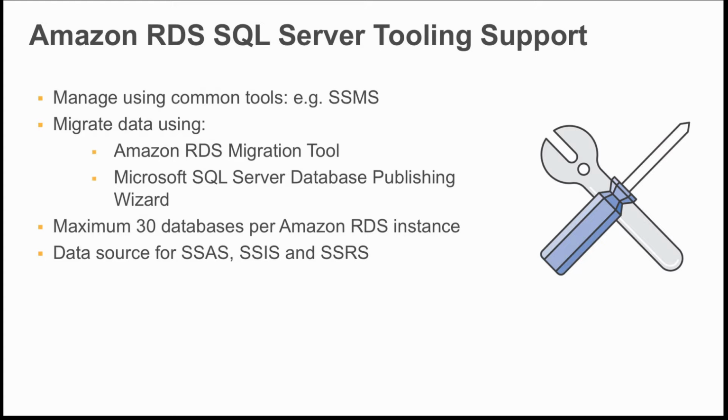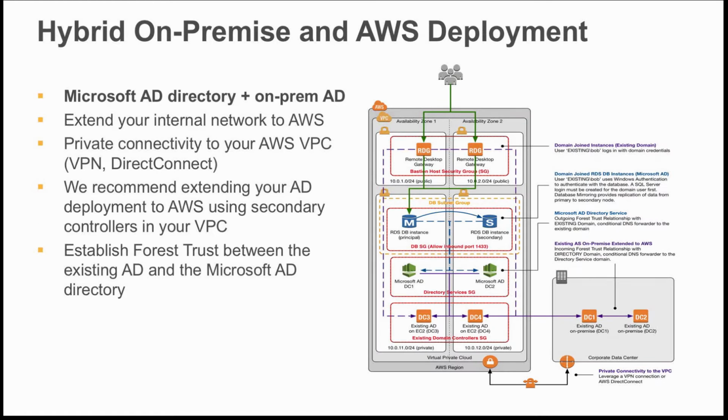We also support various data sources, including SSAS and SSIS. So this is an architecture. I hope it's not too small for you to see the picture. Maybe it's a little bit muted there, but nevertheless, the architecture you're seeing here is a fully integrated Microsoft AD integrated with your on-premise. That means you already have your existing on-premise Active Directory controller, and then you're setting up an AD controller on the AWS platform and tying that to the RDS service.